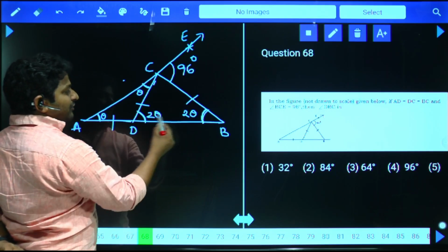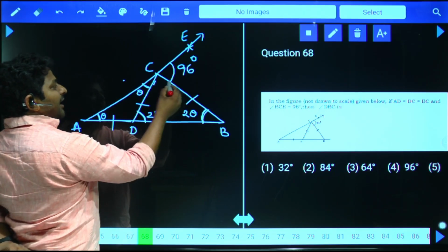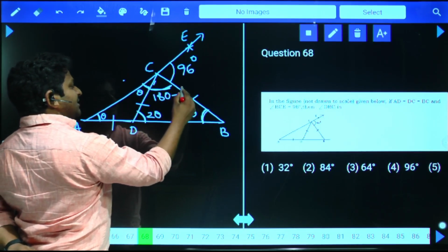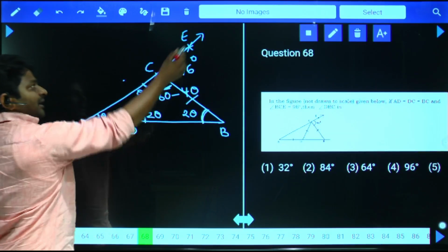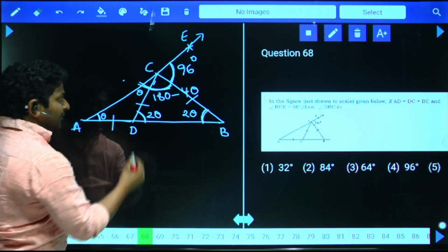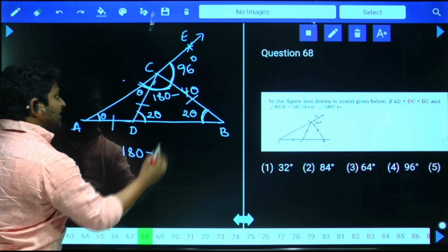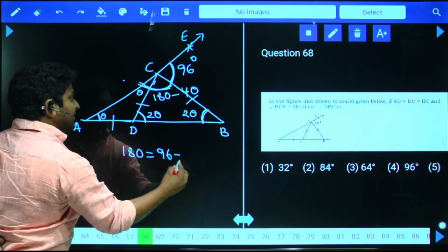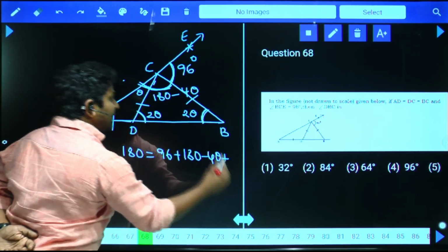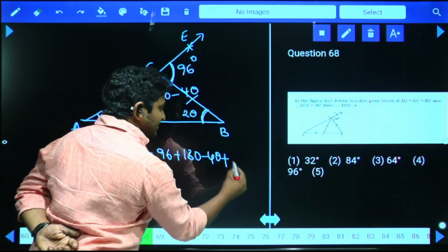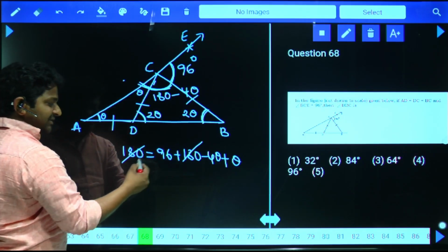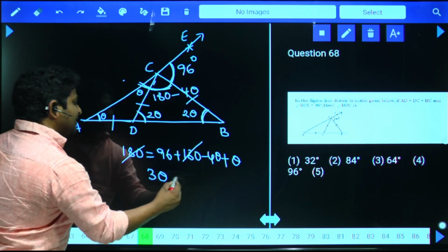If these two are equal to 2 theta and 2 theta, angle at this place is equal to 180 minus 4 theta. As this is a straight line, angles made at this place is equal to 180 degrees. So 180 degrees is equal to 96 plus 180 minus 4 theta plus theta. 180 gets cancelled. Minus 3 theta plus 96 is equal to 0. Then 3 theta is equal to 96.